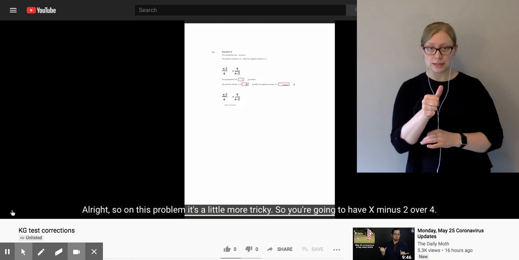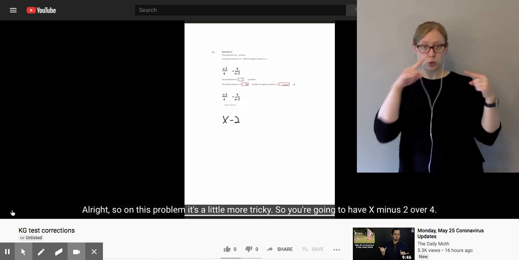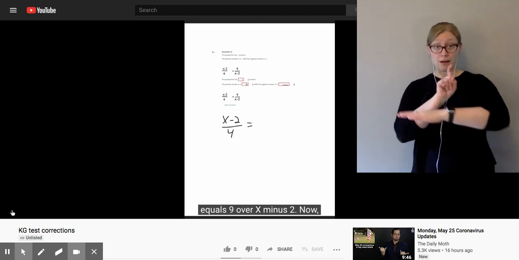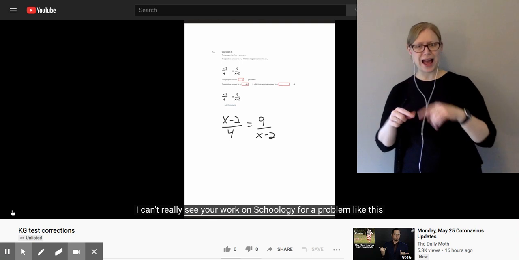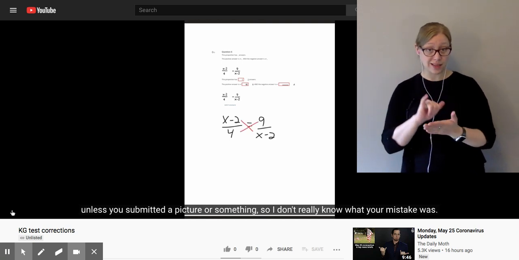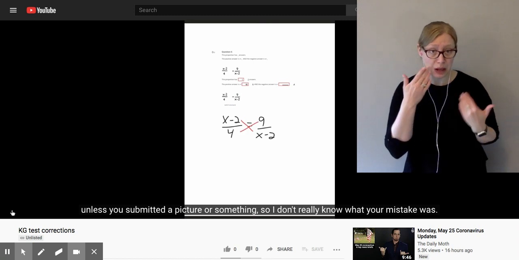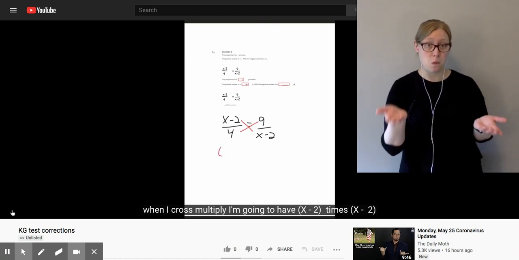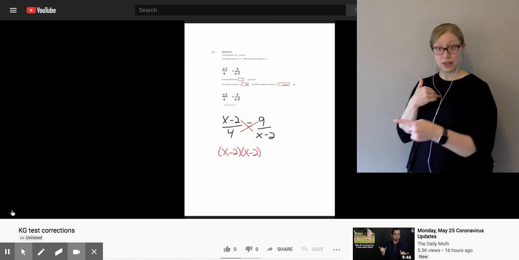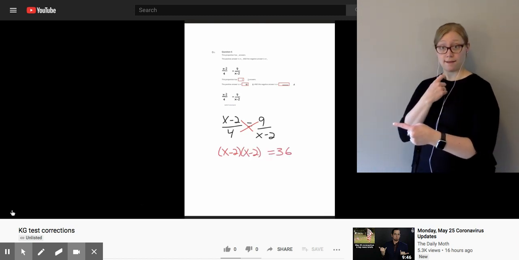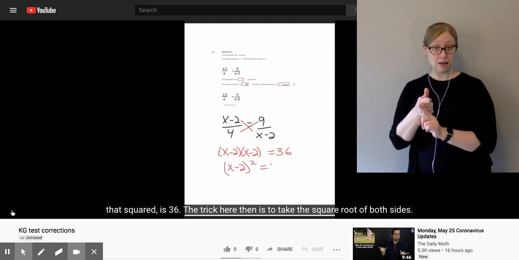All right, so on this problem, it's a little more tricky. So you're going to have (x minus 2) over 4 equals 9 over (x minus 2). Now, I can't really see your work on Schoology for a problem like this unless you submitted a picture or something, so I don't really know what your mistake was. But when I cross multiply, I'm going to have (x minus 2) times (x minus 2) equals 36. Remember, this is (x minus 2) times itself, that's squared, equals 36.